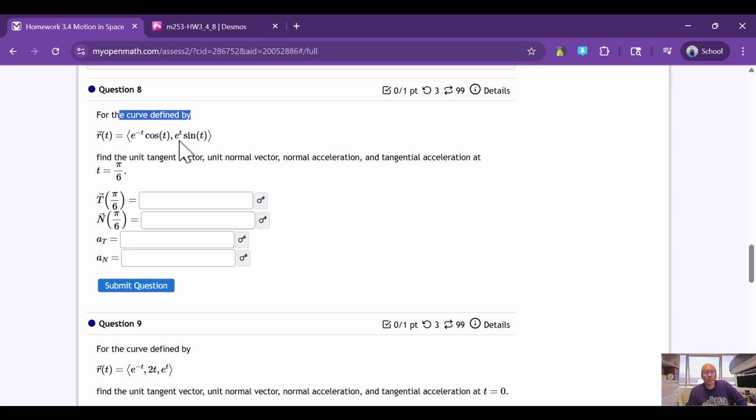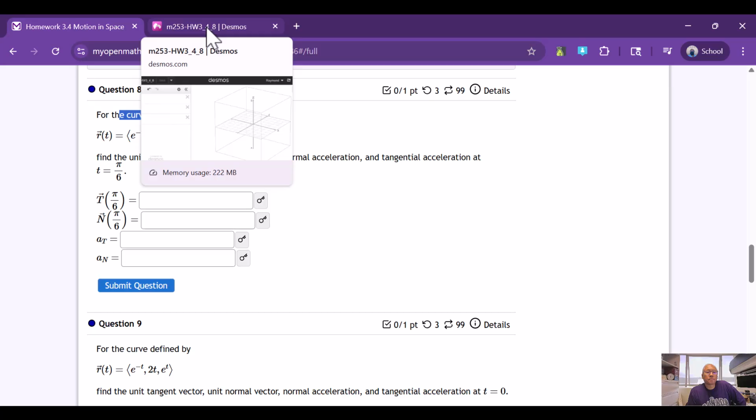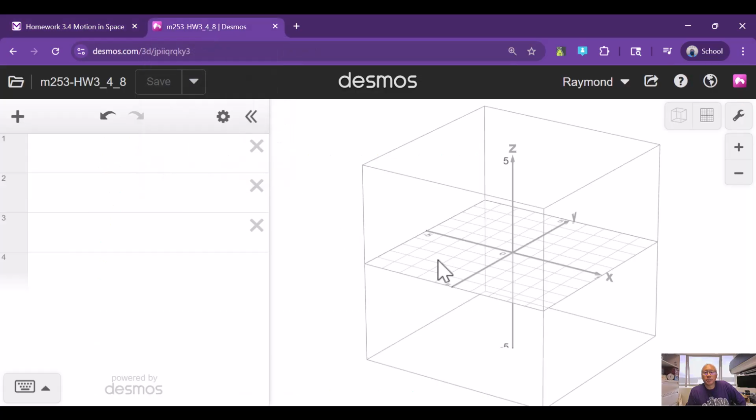The good news is that it's in 2 dimensions. The bad news is that it's sine and cosine, and so taking the derivative of these things will require product rules. The second derivative will require more product rules and a lot of simplifying and stuff like that. So I'm going to show you a way to do it using Desmos 3D. So let's get to Desmos.